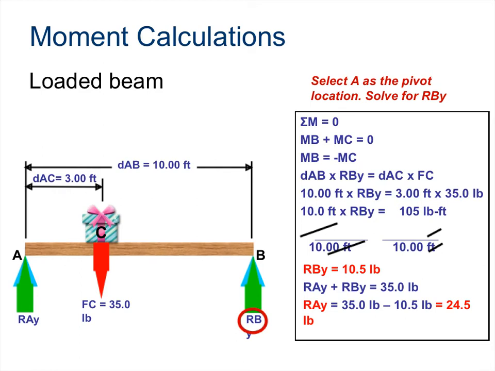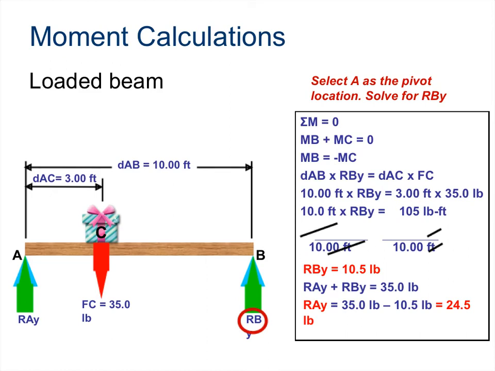Since the sum of the moments has to balance out to 0, I know I can set my counterclockwise moments equal to my clockwise moments. So at RBY, I have a counterclockwise moment, so I'm going to multiply that force RBY times its perpendicular distance to the point of rotation of 10 feet. So RBY times 10 feet equals 35 pounds times 3 feet. And if I solve for that missing value of RBY, I can see that RBY ends up being 10.5 pounds.